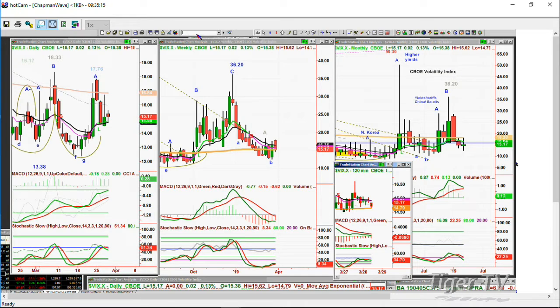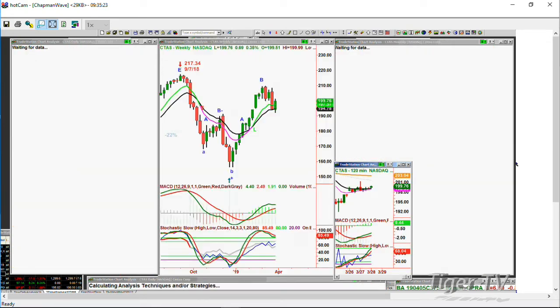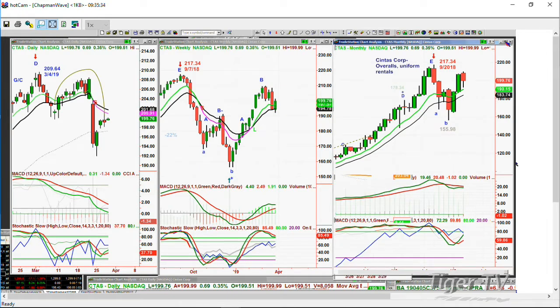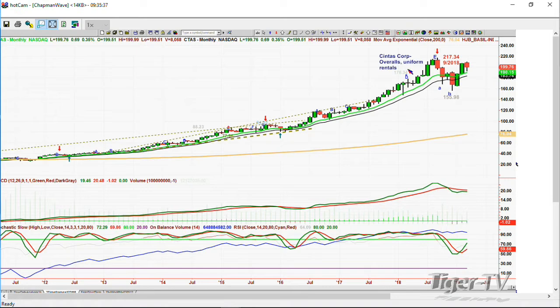And why am I mentioning this? Because many of those stocks in the NASDAQ, for instance, here's one, Cintas. Cintas is trading right now at 199.76. I've used it for years as an economic barometer. It's overalls, uniform rentals. Let's face it, if ever there was going to be a barometer, maybe packaging and overalls and uniform rentals is it. Look at that high that it made back in September with the S&P. The Dow made its high just the very first days of October, and then it pulled back from 217 to 155. That's a whopper of a move.